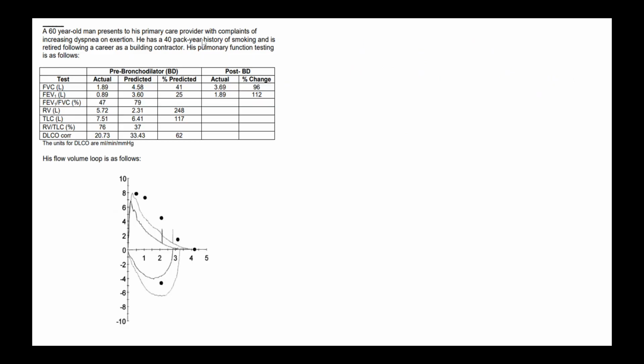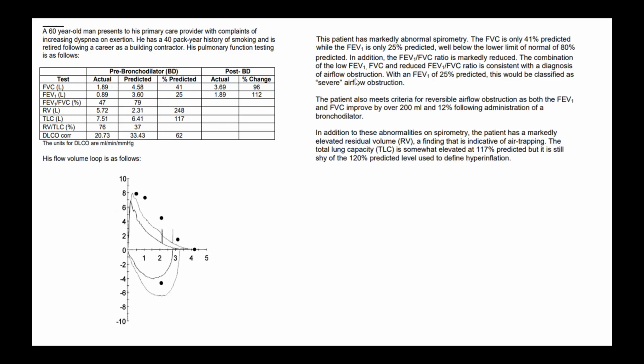A 60-year-old man presents to his primary care provider complaining of increasing dyspnea on exertion. He has a 40-pack-year history of smoking, and retired following a career as a building contractor. Pulmonary function testing shows FVC grossly reduced, FEV1 grossly reduced, and the FEV1 to FVC ratio also very reduced, and total lung capacity is more than predicted, 117%. Diffusion is also reduced, and this is the flow volume loop seen here. So what is the answer? Obstructive pattern, sir. Pure obstructive pattern. Okay, so the patient has abnormal spirometry. This is a severe airflow obstruction, with air trapping because the TLC is very high compared to normal.